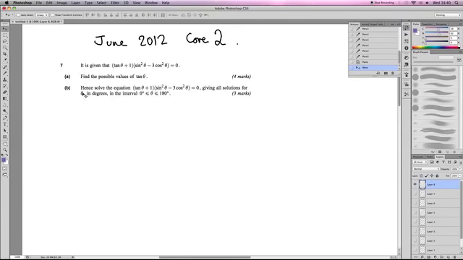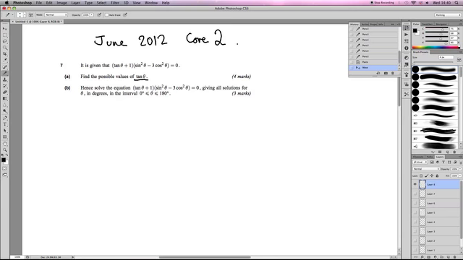Alright, welcome to question 7. After that huge screw up, hopefully, first things first, it's saying find possible values of tan theta for this equation right here. Now, it's a mess.